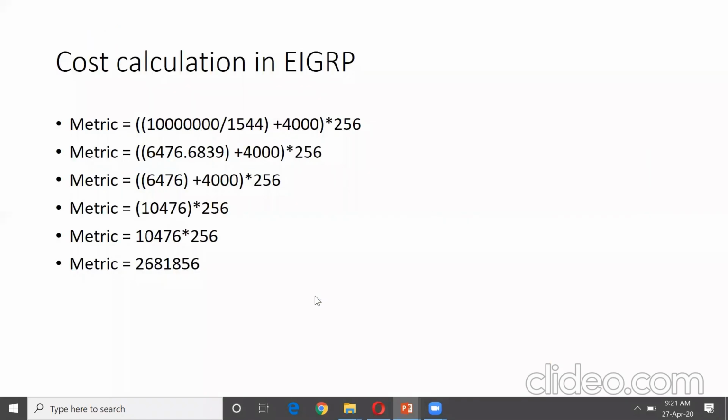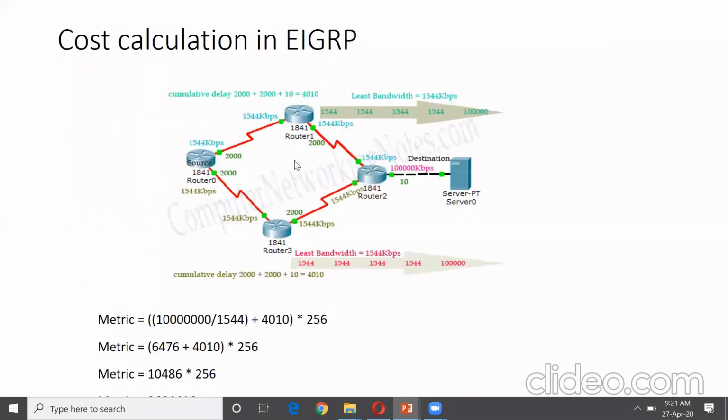So in the next slide, you can see here, now this is source, and this is destination. So now this is connected through serial interface, that router 0 to router 1, router 1 to router 2 is connected with serial interface, and router 2 to that server. So server is in the destination, so that is connected to fast Ethernet interface, right? So formula is again same.